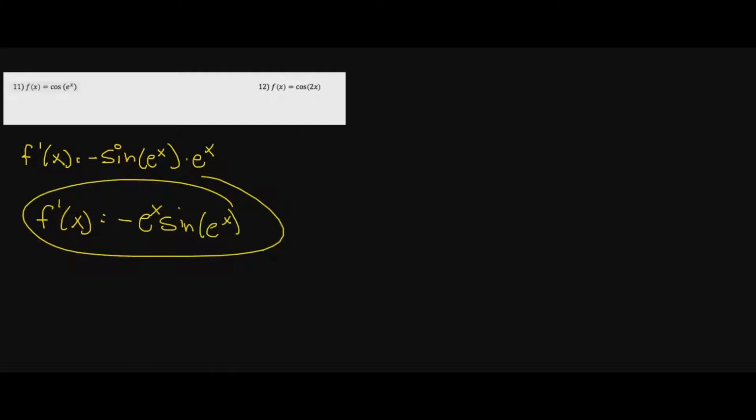Let's go to 11 and 12. Okay, well, what's the derivative of cosine? The derivative of cosine is negative sine, and we keep e to the x. And now we just take the derivative of the inside. It's the same kind of concept. What's the derivative of e to the x? Which is e to the x. So we get f prime of x is equal to negative e to the x sine of e to the x. There it is.